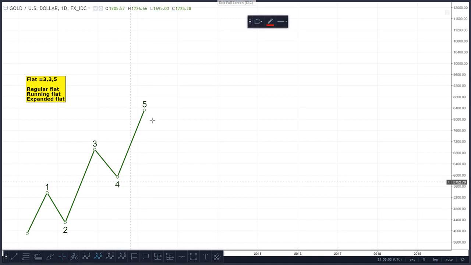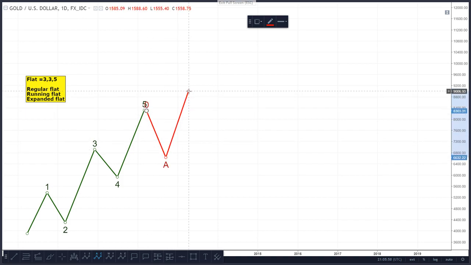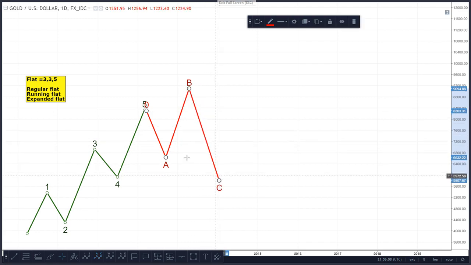So if this is A, B, again, like in a running flat, will come up higher than where A started, and then C will actually come down lower than A. So we call it expanded flat because the pattern is expanding. This is getting wide, making the whole correction pattern wider, and again it's getting wider to the lower end here. So we say that the move is expanding with time. That's why it's labeled an expanded flat.